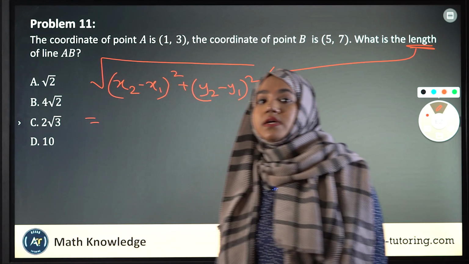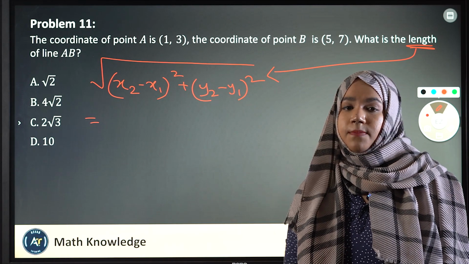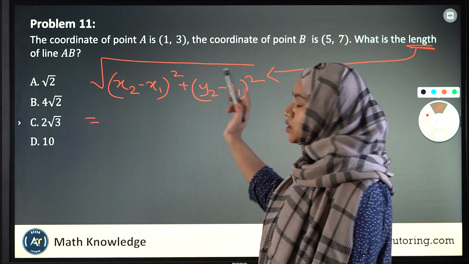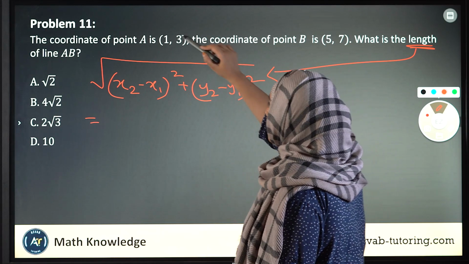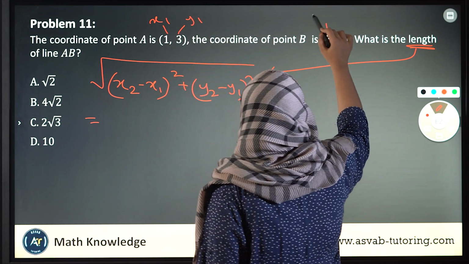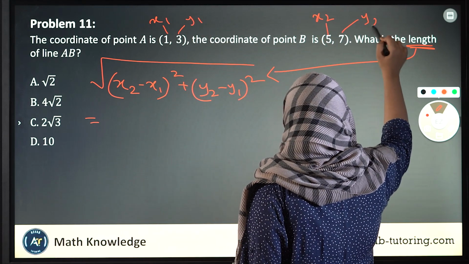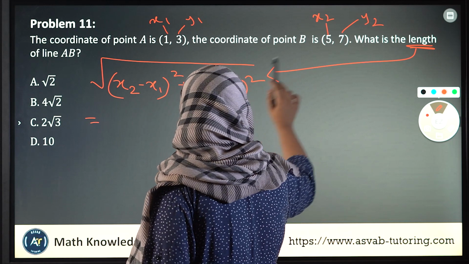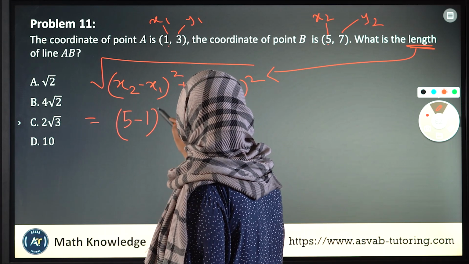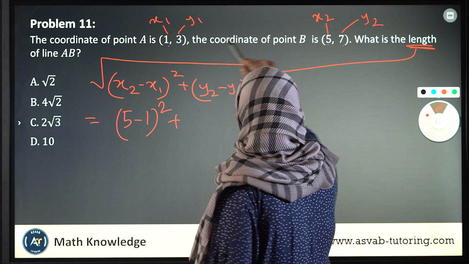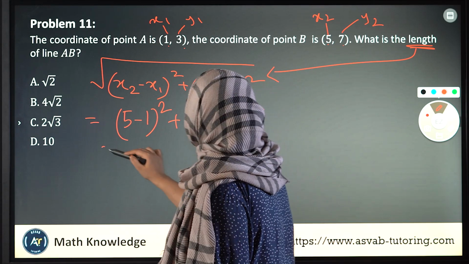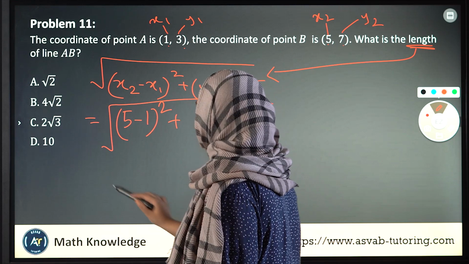Just like I said, if there's any new formula that you've just seen, make sure to note it down in your notebook, all right? So the first thing we do, just like in the previous math that we did, is label these as x1, y1, and x2, y2. So for x2 minus x1, it's going to be what? 5 minus 1, right? So (5 minus 1) whole squared plus (y2 minus y1), which is (7 minus 3) whole squared. And then you put a square root on top of the whole thing.